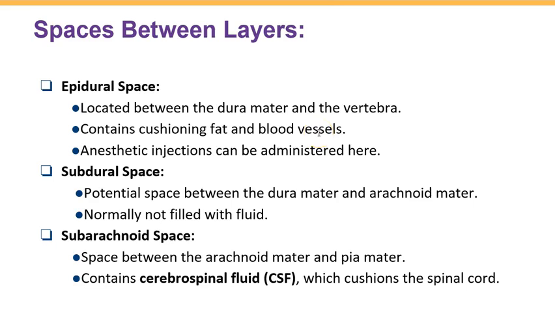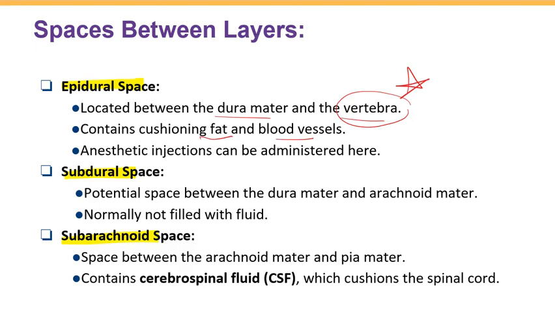Speaking about the spaces between the layers, let's go over these as well. The epidural space, the subdural space, and subarachnoid space. Epi means above. So the epidural space is a cavity found between the dura mater and vertebrae. We do not have this space in the brain between the dura mater and cranial bones. This space is only found between the dura mater and vertebrae, around the spinal cord. It contains fat tissue and also blood vessels.